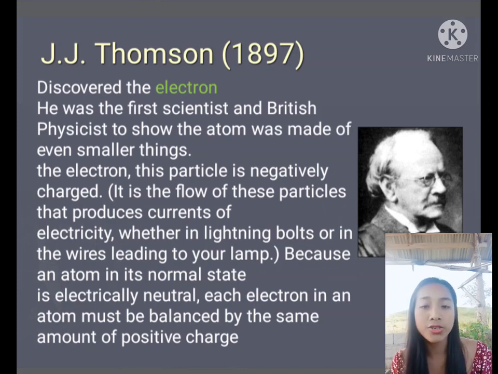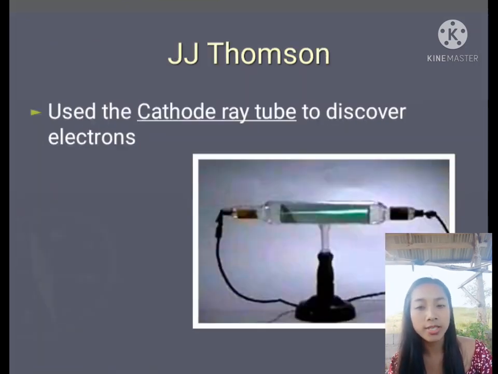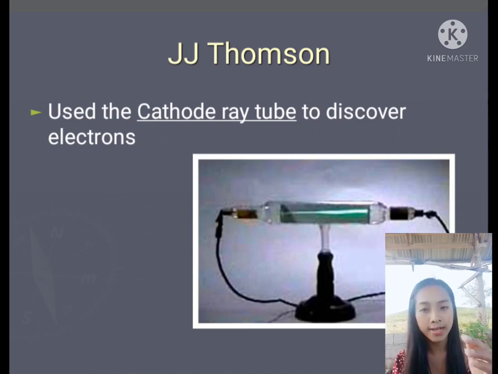When we say electron is negatively charged, it is the flow of this particle that produces currents of electricity. So ada siya sa atoms, in mga electricity, lightning bolts, and even sa aton leading to our lamps, aton mga wires na ada sa aton mga ilaw. Because an atom in its normal state is electrically neutral, each electron in an atom must be balanced by the same amount of positive charge. So kung pila yung negatively charged, ganun dapat yung positively charged, in balancing that. For the discovery of the electron, ang ginamit ni J.J. Thomson is the cathode ray tube.